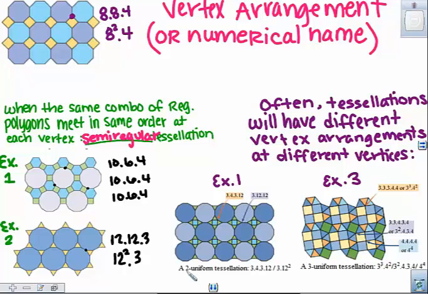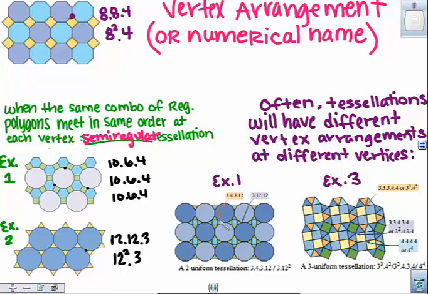That's called a 2-uniform tessellation because it's not semi-regular. They're not all the same. There are 2 different vertex arrangements. So that's 2-uniform, and you can also have 3-uniform, where there are 3 different possible vertex arrangements. Okay, so that's pretty much what you need to know about tessellations to do your project.